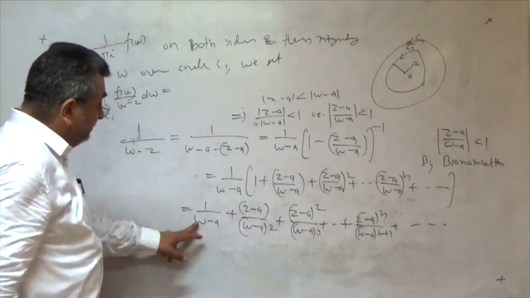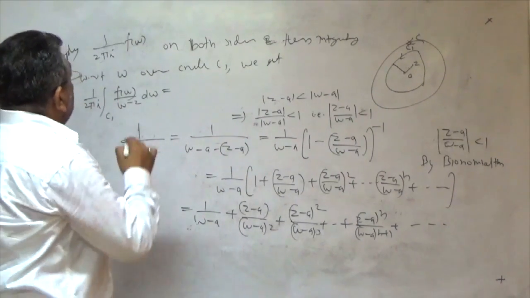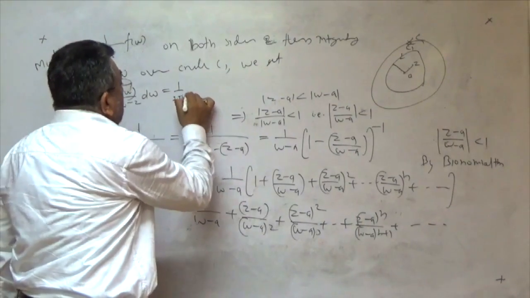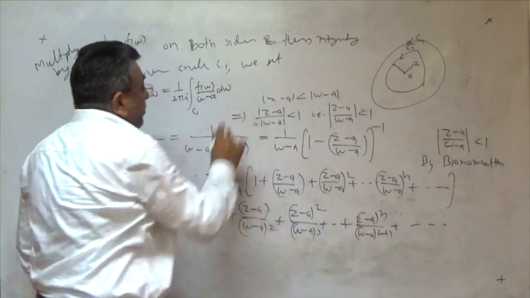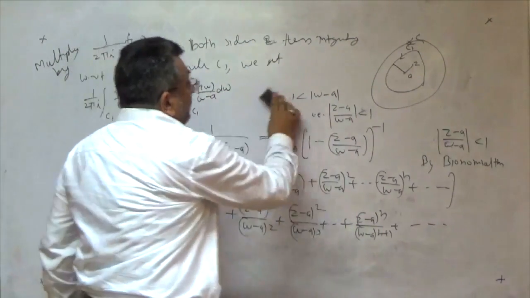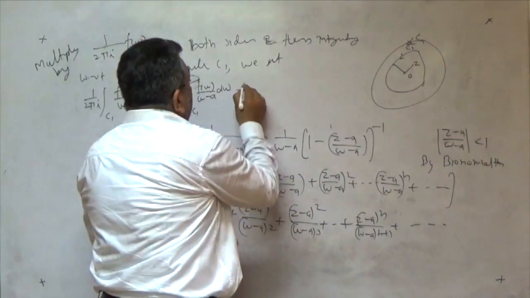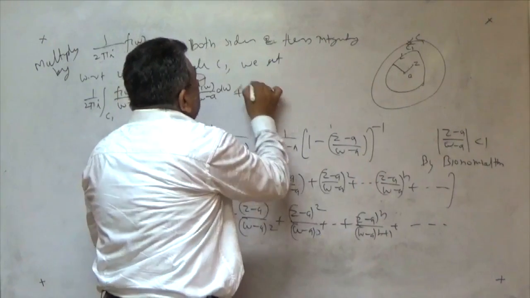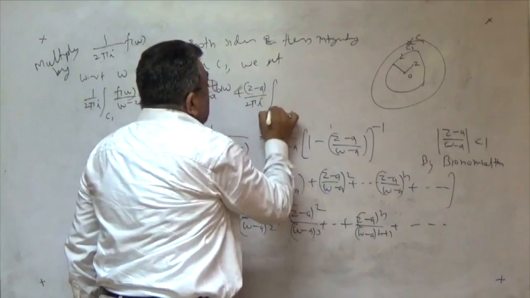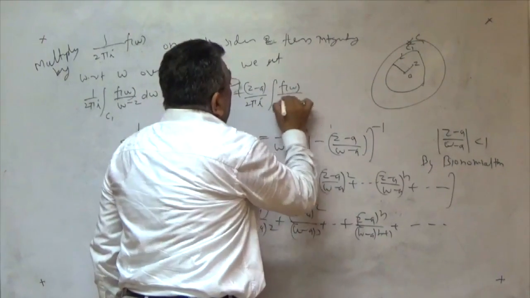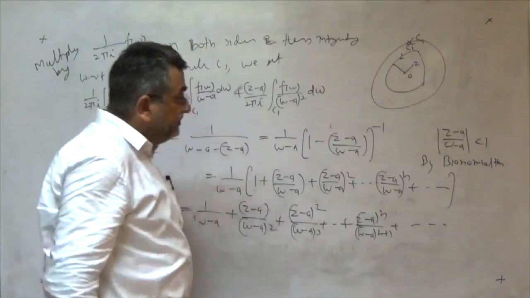Now in the first term, w minus a is here, integration is with respect to w. This is 1 upon 2 pi i integral over C1 F(w) upon (w minus a) dw. This is the first term on the right hand side. Similarly, in the second term, integration is with respect to w, so take z minus a outside of the integration, upon 2 pi i integral over C1 F(w) upon (w minus a) whole square dw. That is the second term.